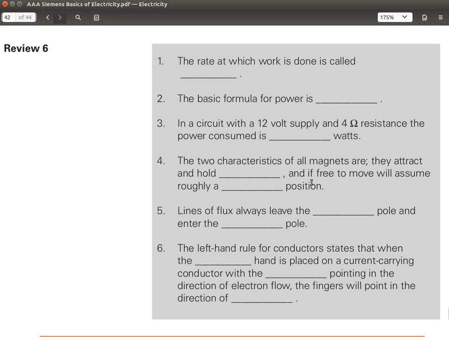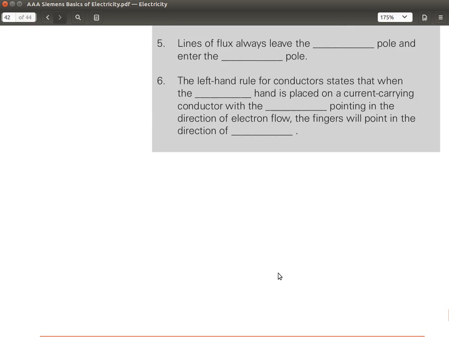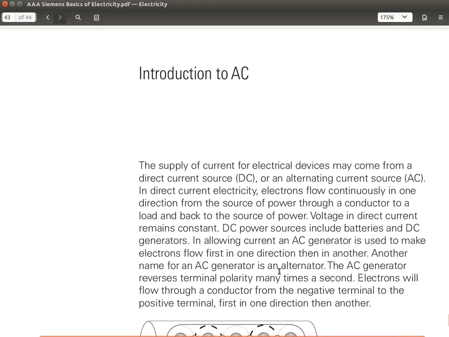And you're talking about the compass needle in this case, right? So they will hold a certain position. Lines of flux always leave which pole and enter which pole? So you should remember that. The left-hand rule for conductors states that when the hand is placed on the current carrying conductor with the thumb pointing in the direction of the electron flow, the fingers will point in the direction of what? Okay, so that's our review there.